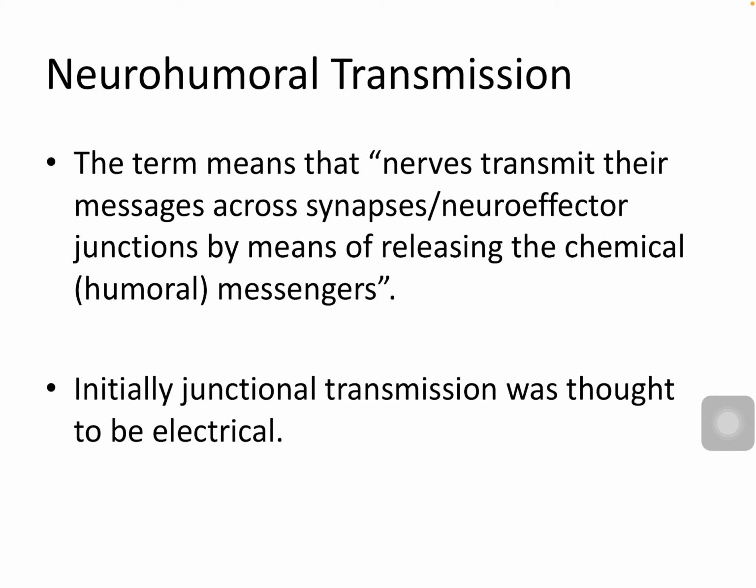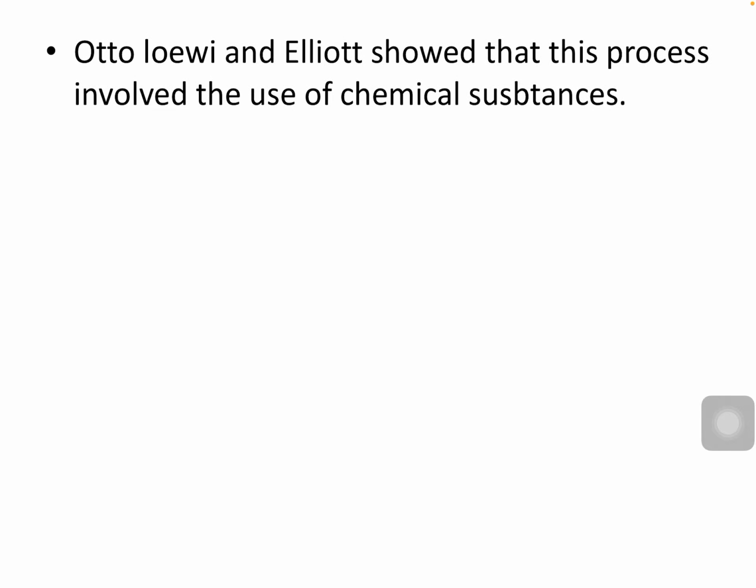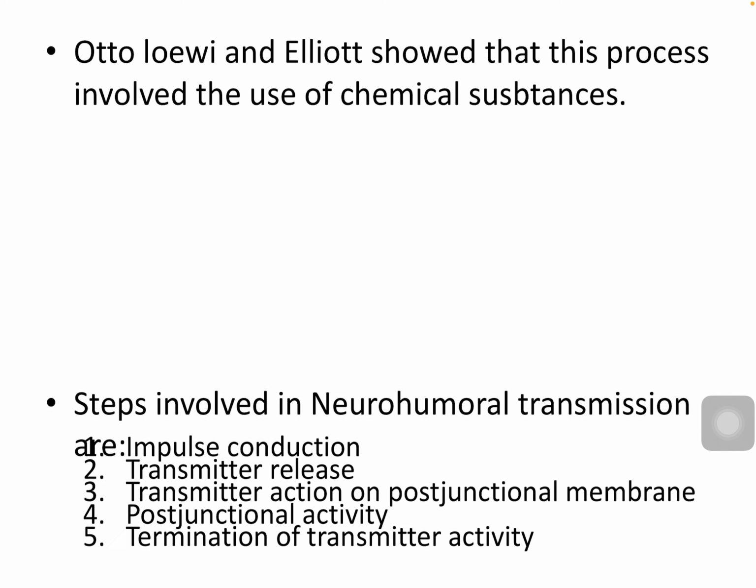Initially, this was thought to be electrical. So it was believed that the nerve endings change the electrical impulses. They change the flow of ions and generate some form of current which is transmitted across the junction to the post synaptic effector or neuron, whatever it is. But Otto Loewi and his colleagues, Otto Loewi and Elliott, showed that this process involved the use of chemical substances, hence the term neurohumoral transmission.